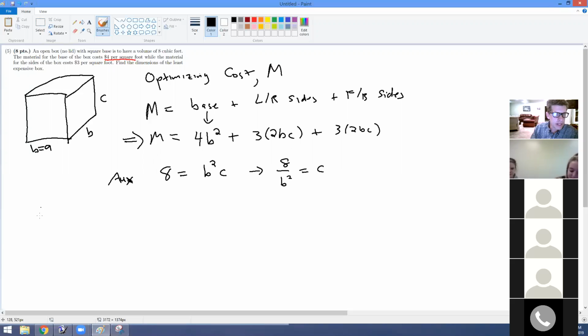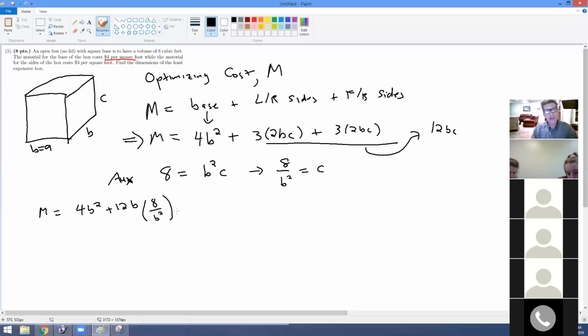M is 4b squared. Leave that alone. Here, let's consolidate this first. How much is that total? 4BC plus 8BC, that's 12BC. So I'm going to call that now 12. And C is being replaced with 8 over b squared. Okay, the dreaded step 4 has been completed.